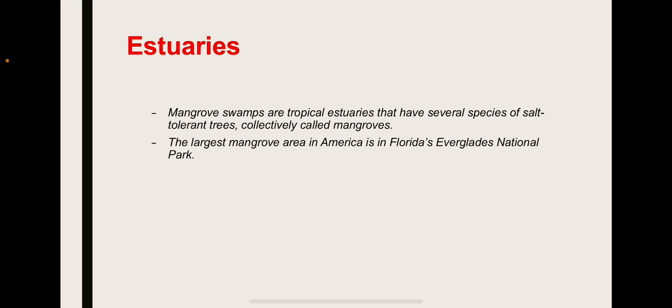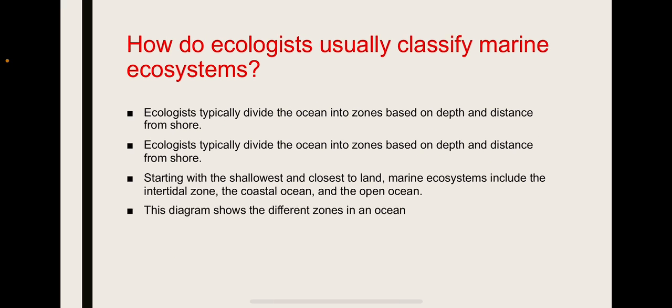Mangrove swamps are tropical estuaries that have several species of salt-tolerant trees collectively called mangroves. The largest mangrove area in America is Florida's Everglades National Park. How do ecologists classify marine ecosystems?